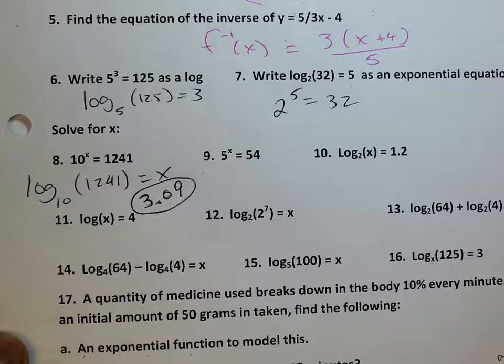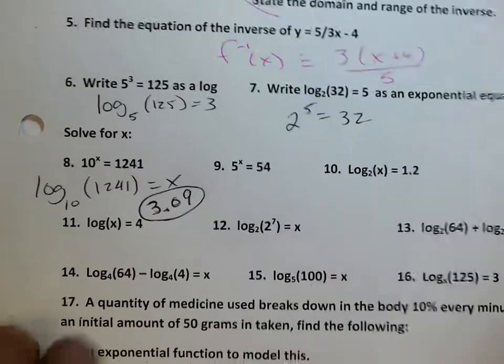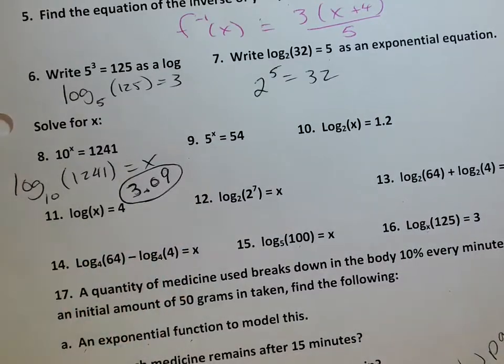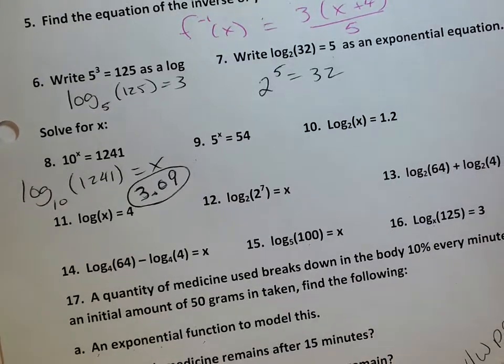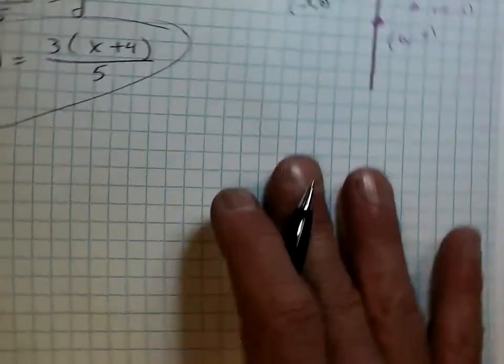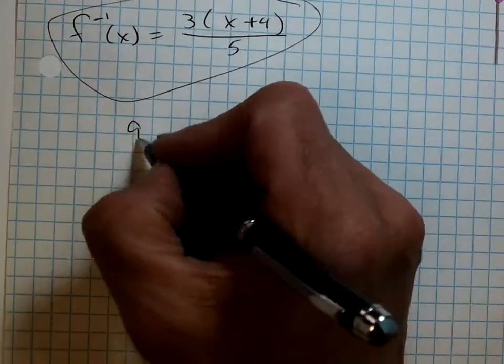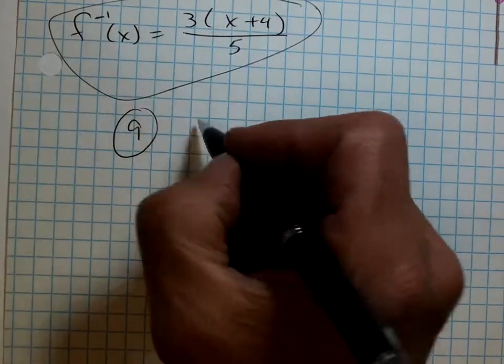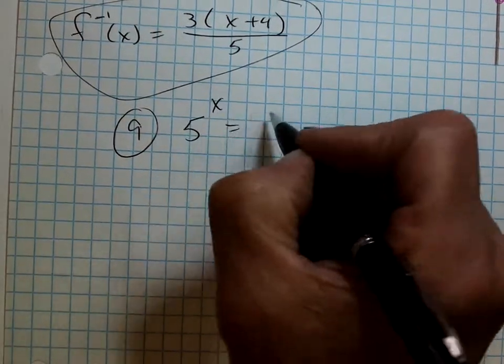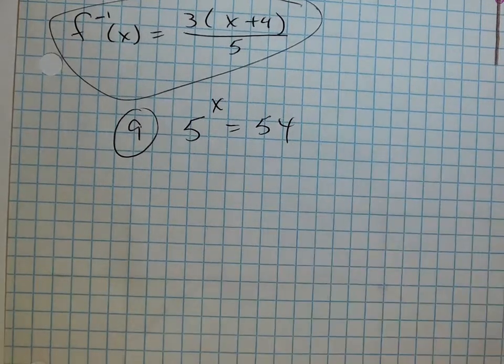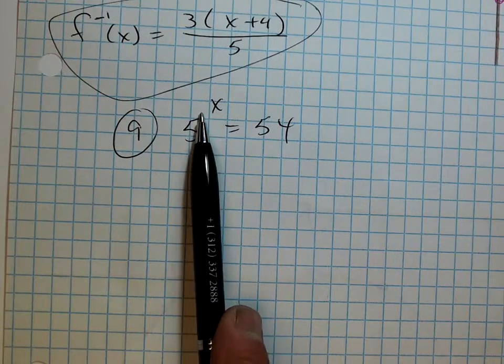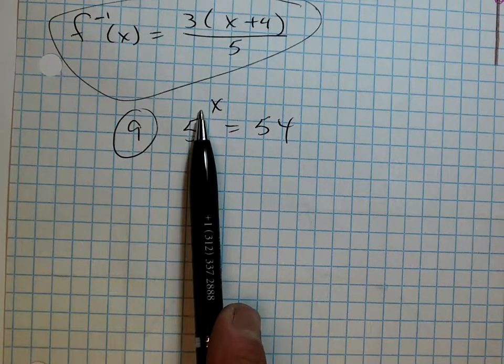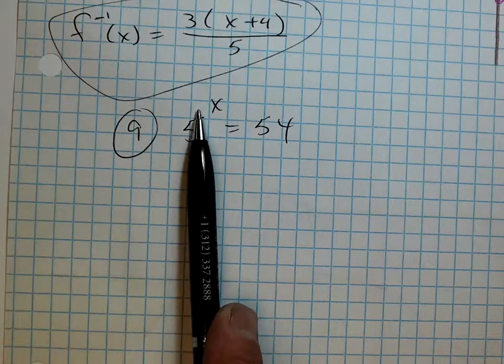Number 9, I'm going to need a little bit of paperwork, so I'm going to move it over and put it on another piece of paper. I'll do 9 here because I'm not going to have room for it. But 9 is my 5 to the x equals 54. This is like our warm-up, right? Remember the warm-up? You can't solve for x when it's in the exponent. So to bring the x down, we have to take the log of both sides, okay?